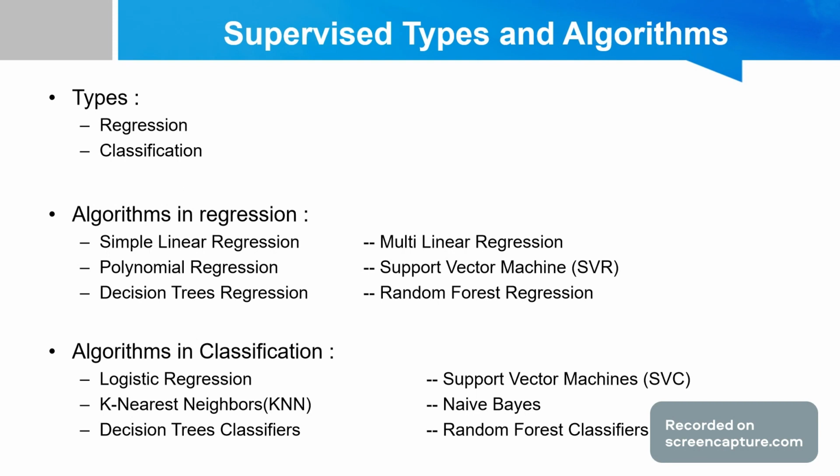Here, if you notice, support vector machine, decision tree, and random forest are common algorithms in both regression and classification. These three can be applicable for both types of problems. Which type of problems? Regression and classification problems.